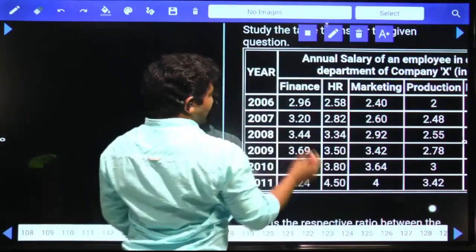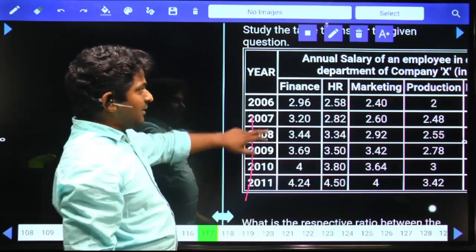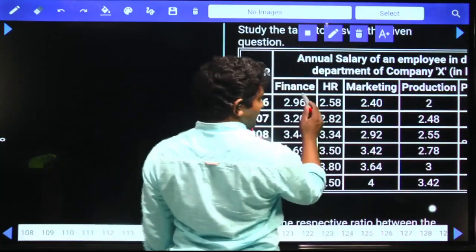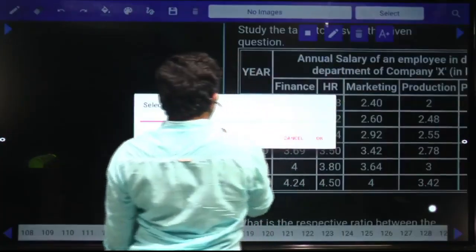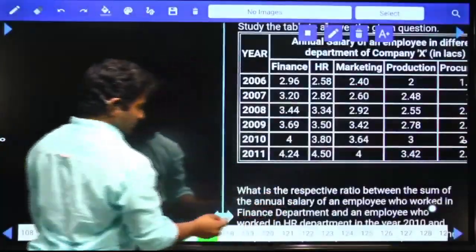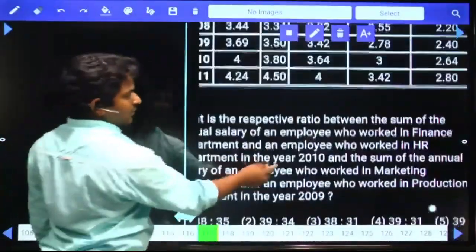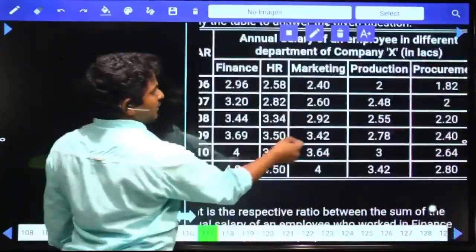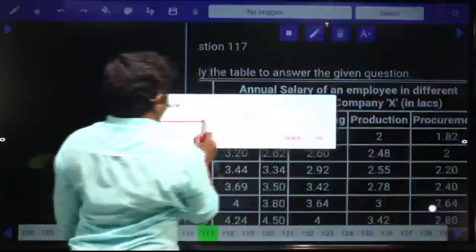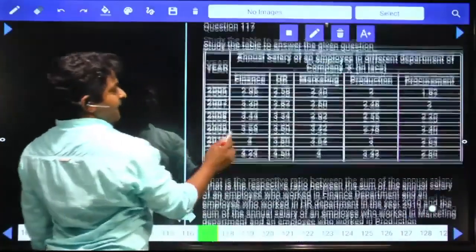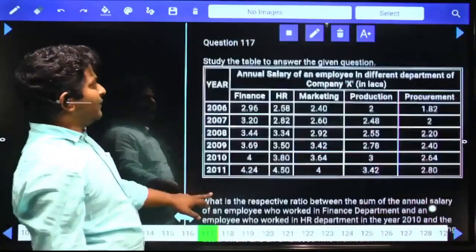Now this is another one. Again. Come on, let's see. Now what is this?